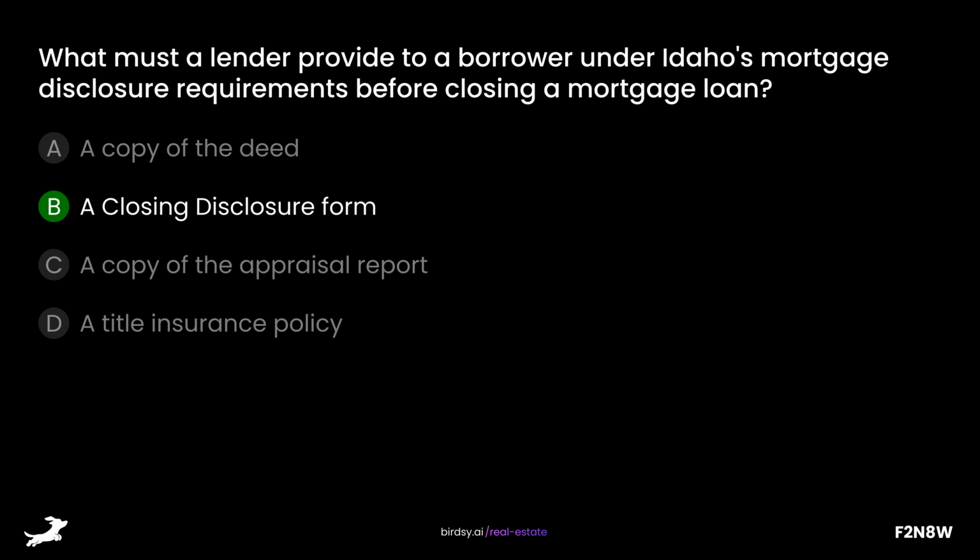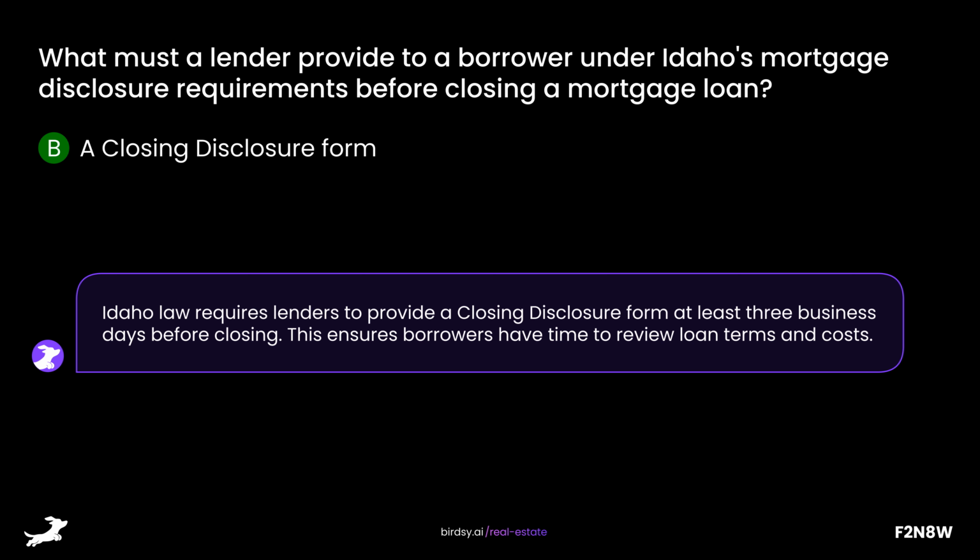The answer is B, a closing disclosure form. Idaho law requires lenders to provide a closing disclosure form at least 3 business days before closing. This ensures borrowers have time to review loan terms and costs.